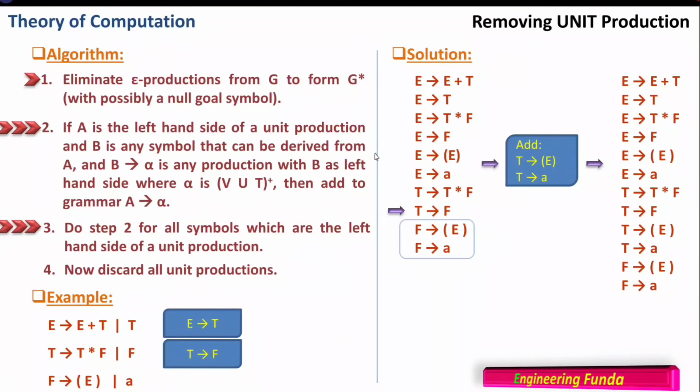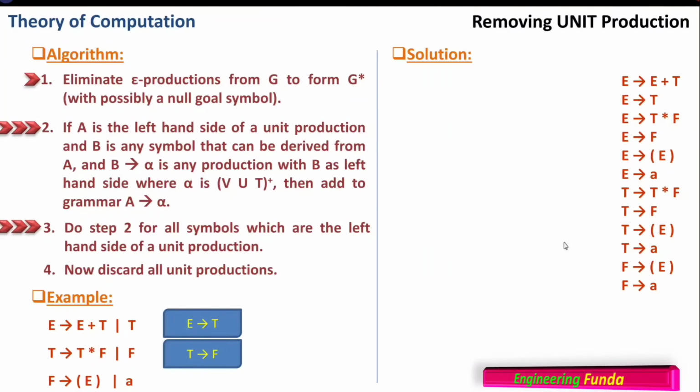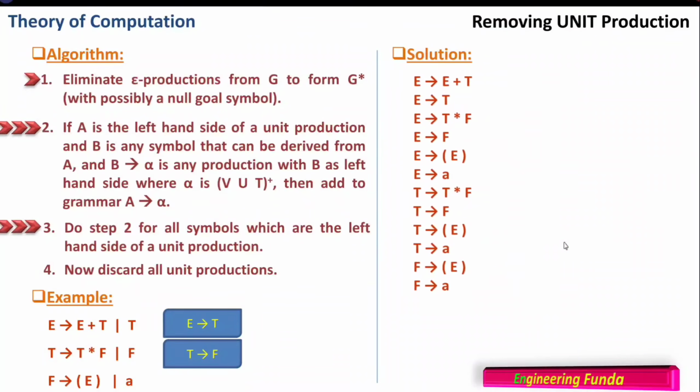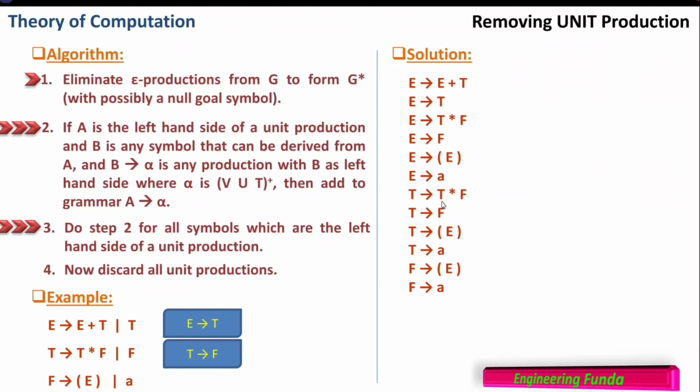Again we have to repeat this, but looking at this new grammar, we are done with E tends to T, we are done with E tends to F, and we are done with T tends to F. Do we have any other production to work on? No. So now we move on to step number 4: discard all the unit productions. There are 3 unit productions in this grammar: E tends to T, E tends to F, and T tends to F.